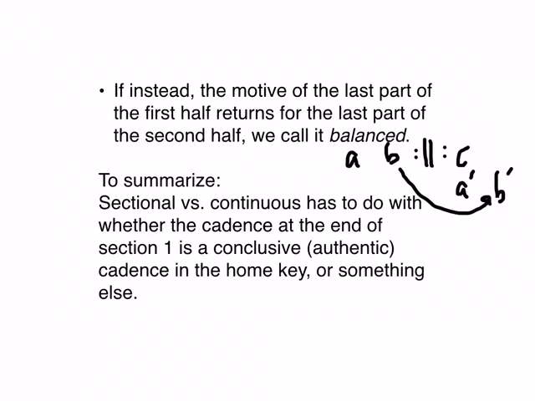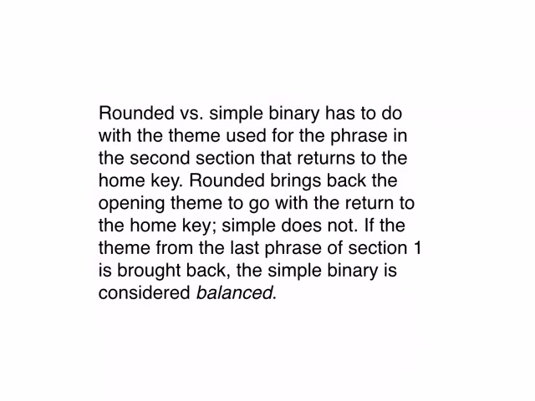So to summarize, sectional versus continuous has to do with the cadence at the end of section 1. Rounded versus simple binary has to do with the theme that's used for the phrase in the second section that returns to the home key. Rounded brings back the opening theme to go with the return to the home key. Simple does not. In a simple binary, if instead they use a theme that was at the end of section 1, then we call that balanced.